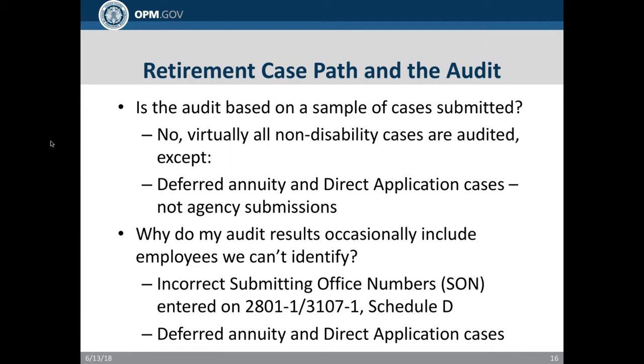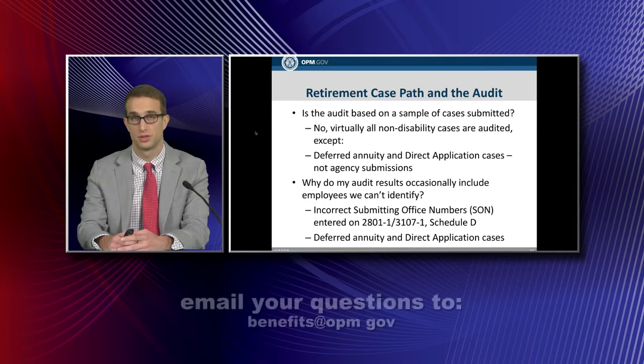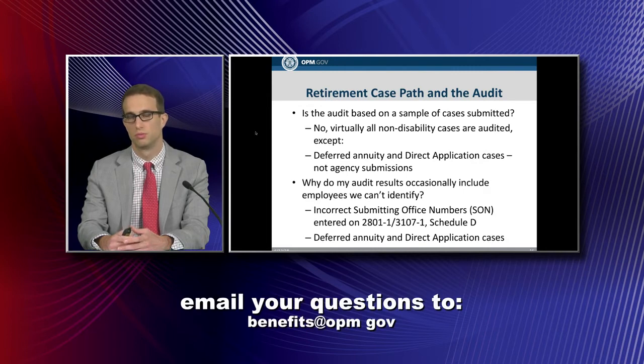And now if you read ahead, you'll see, why do reports have cases that I can't identify? And unfortunately, sometimes these deferred applications do end up on the audit report. It does not happen often, but unfortunately it does from time to time. And also the other issue may be if an incorrect submitting office number is put on the checklist, that could also cause a case to show up on your report that you can't identify.